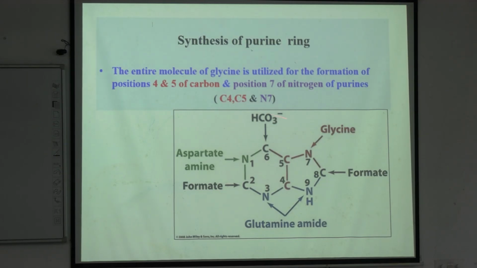So, this 7th nitrogen, the glycine is having 3 things. One COOH, and 2 carbon is here. So, that 2 carbon is contributing C4 and C5, and the 7th nitrogen is there. The 7th nitrogen is coming from ammonia. So, C4, C5 and N7 are contributed by glycine. While you are writing, you try to memorize, so that once you read the book, today it will be complete.